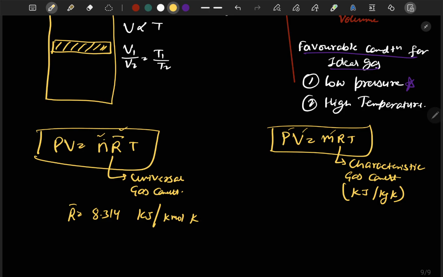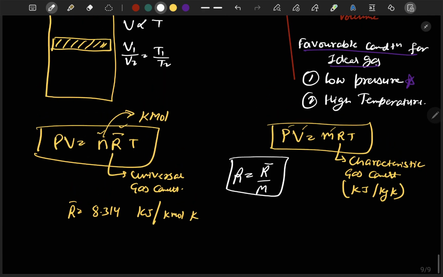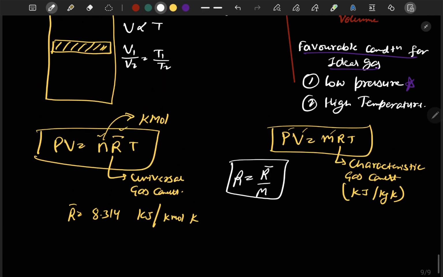Here the number n, the number of moles, is generally written in kilomoles. The characteristic gas constant is related to the universal gas constant by the relation R = R bar upon the molecular weight of the gas. For air, this molecular weight is 29. So when we calculate R, it is 0.287, which we will discuss later.